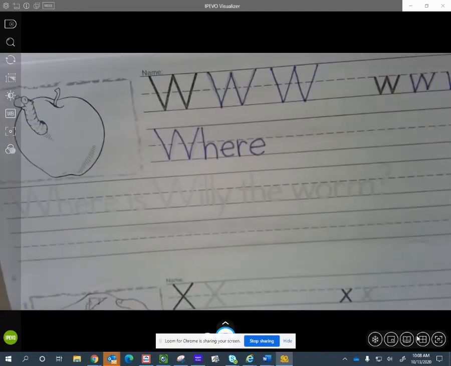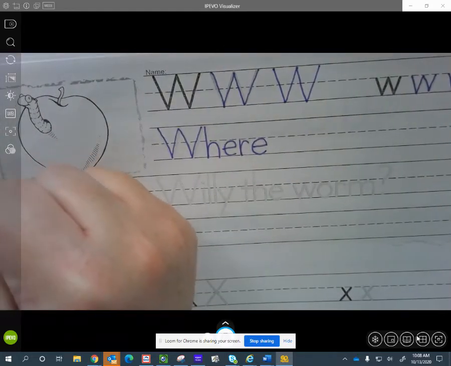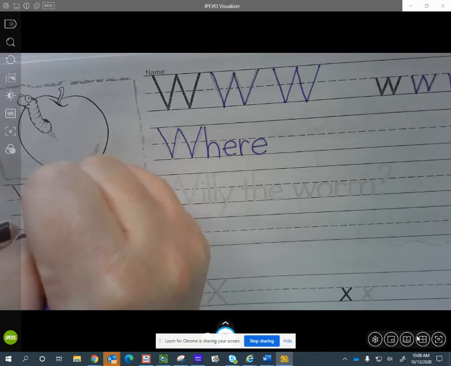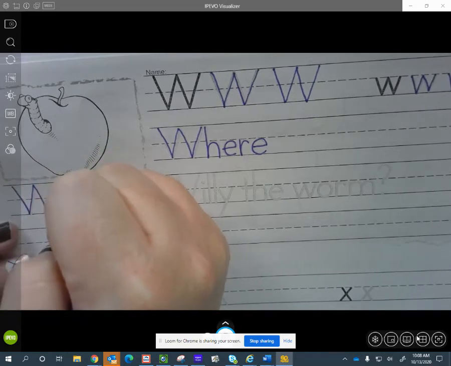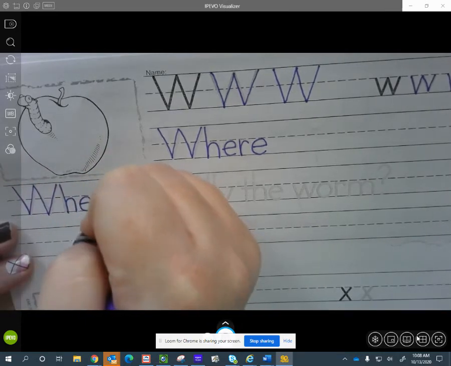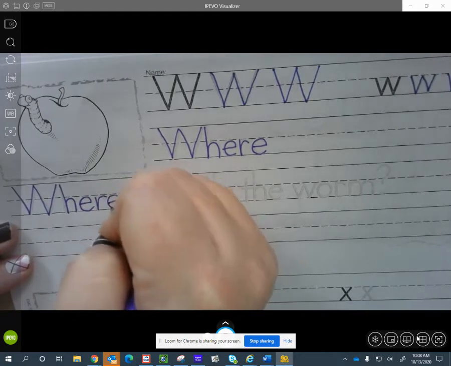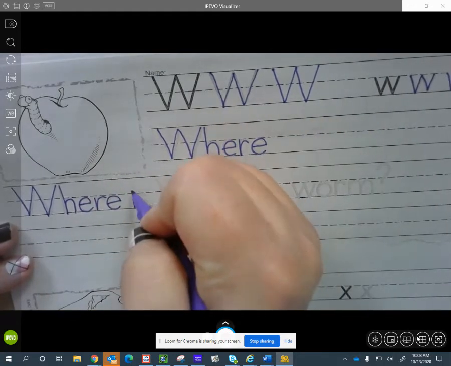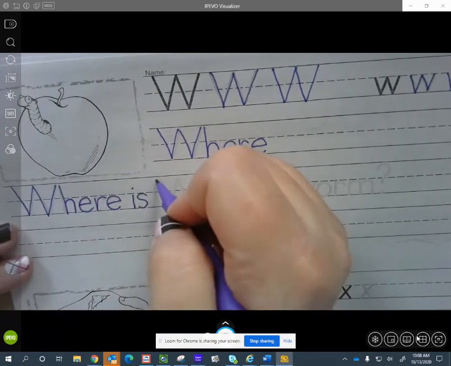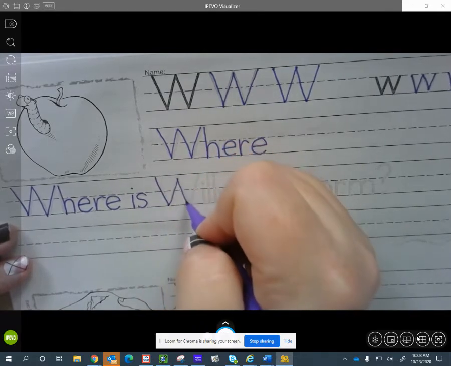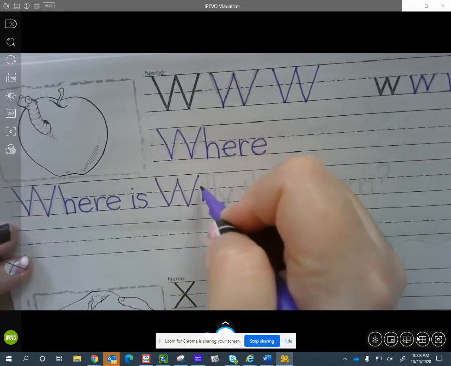I can see Willie the worm. Can you guys? Nice big capital letter because it is the beginning of a sentence. If you have one of these papers, go ahead and trace this and then write it again below. Willie is also capitalized because it is a name.